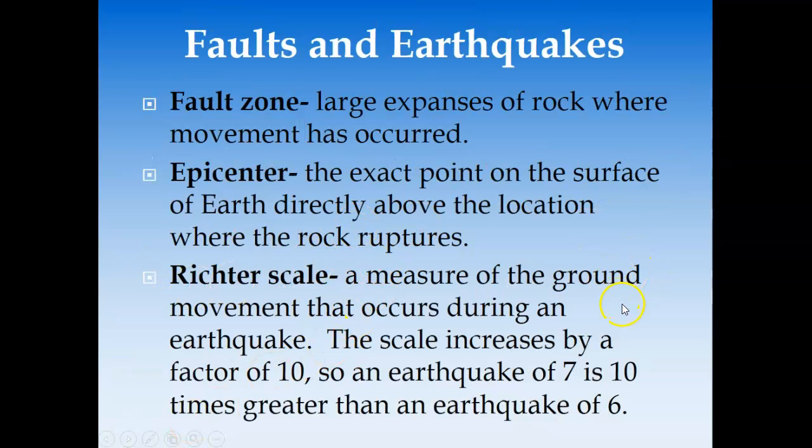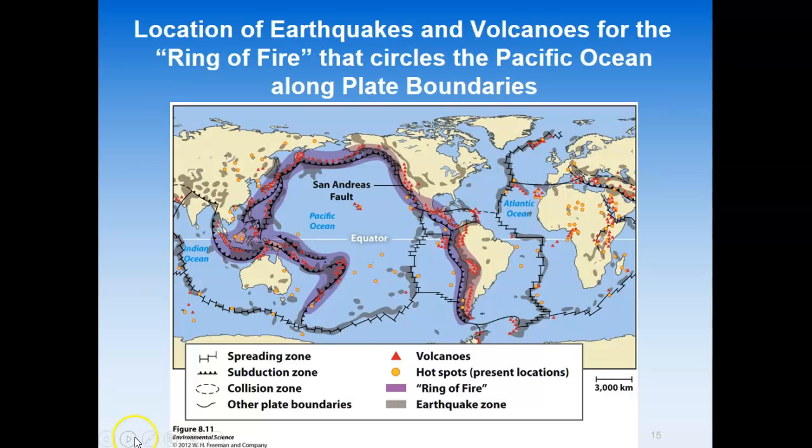So the fault zone is where the largest expanse of rock has moved. The epicenter is the exact point on the surface of the earth directly above the location where the rock has ruptured. And the Richter scale is the scale that we use to measure the magnitude of an earthquake, and it's on a scale of 1 through 10. The scale increases by a factor of 10, so an earthquake that's measured as a 7 is 10 times greater than an earthquake of 6.